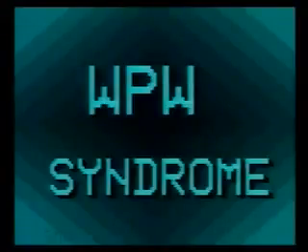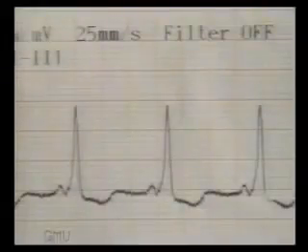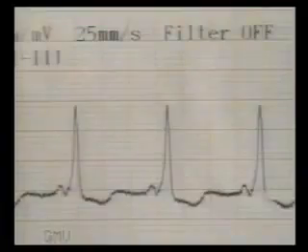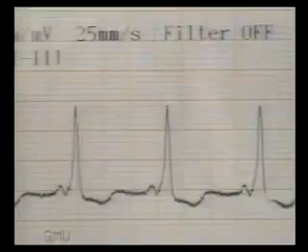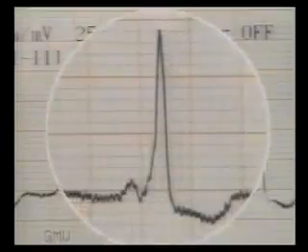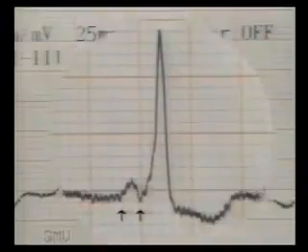WPW syndrome, or Wolff-Parkinson-White syndrome. Whenever the PR interval is shorter than 3 small squares, we must rule out WPW syndrome. Now let us observe this ECG closely to study the features of WPW syndrome.